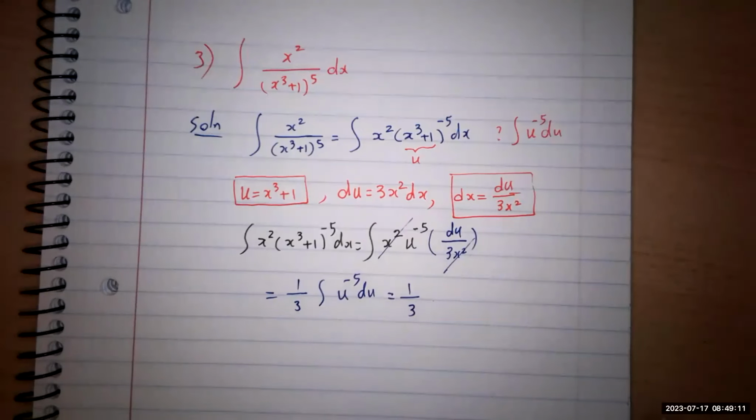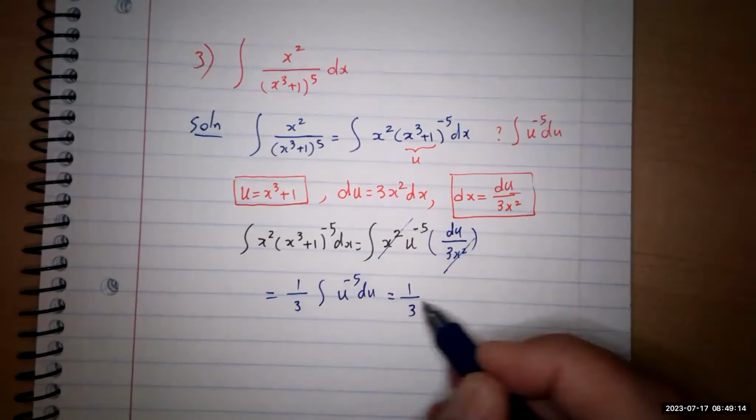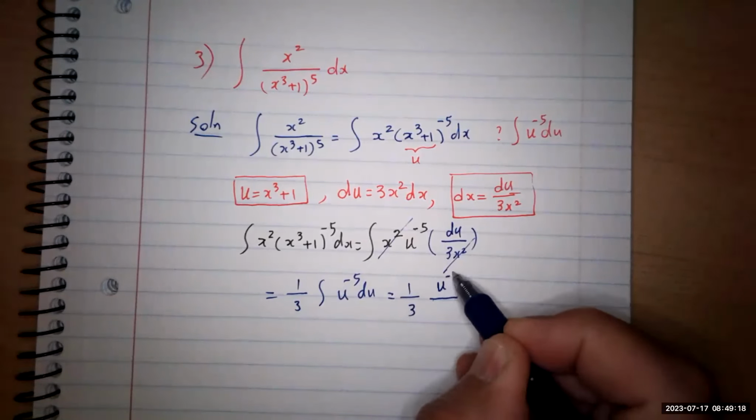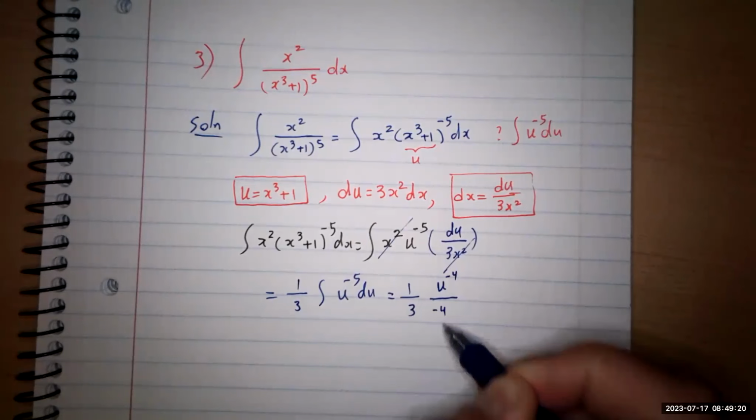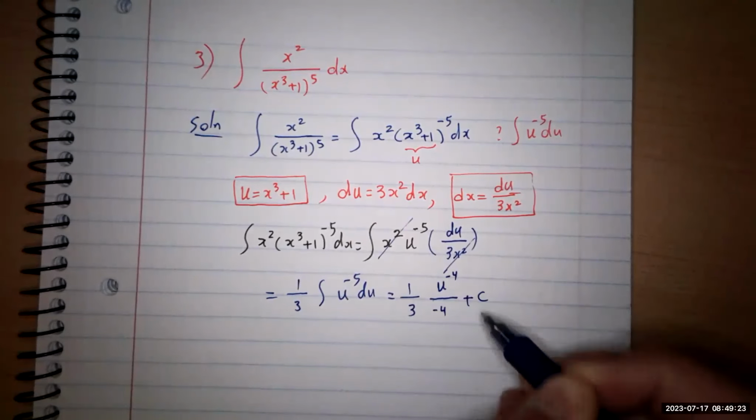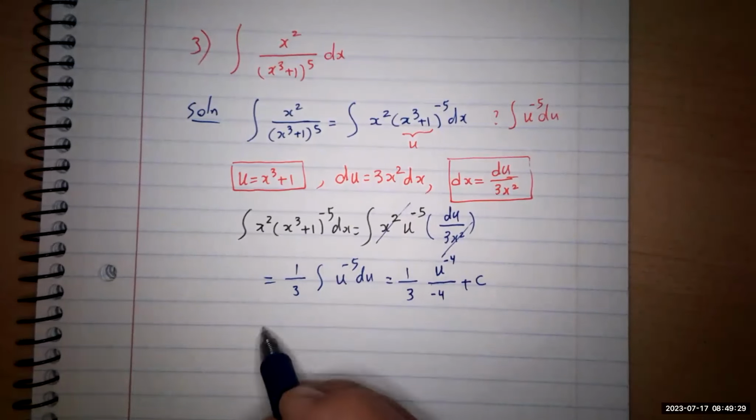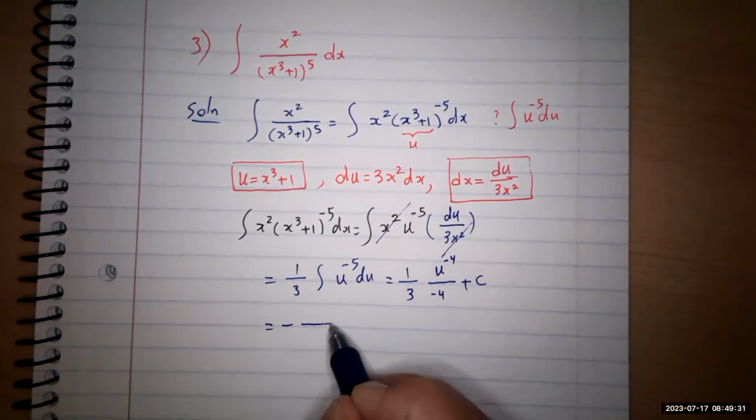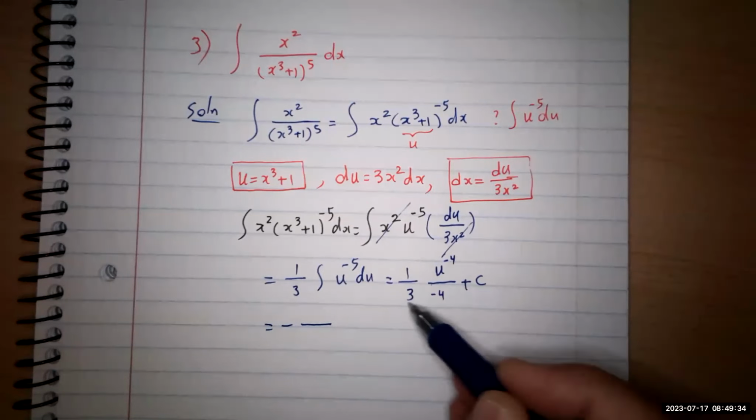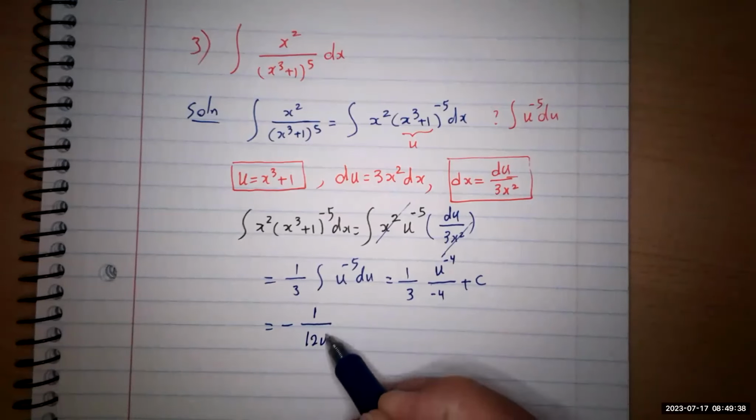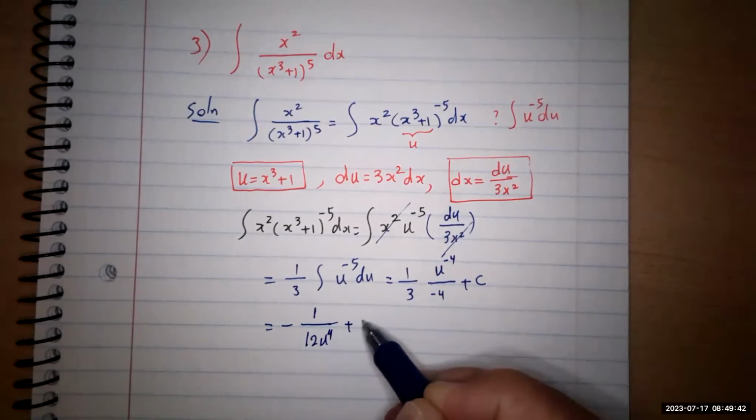Okay. Then it's going to be, so the u would be u to the negative 5 plus 1, negative 4, over negative 4 plus the constant c. But remember, no negative power, no negative number. So negative over negative would be a positive fraction. You bring this one down. 3 times 4 would be 12. 1 over 12 u to the 4th, u to the 4th plus c.